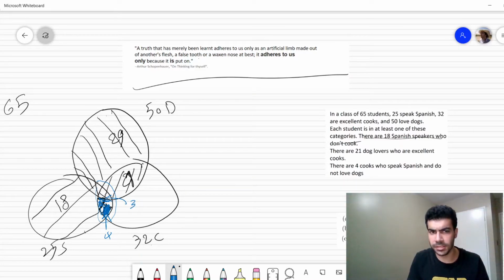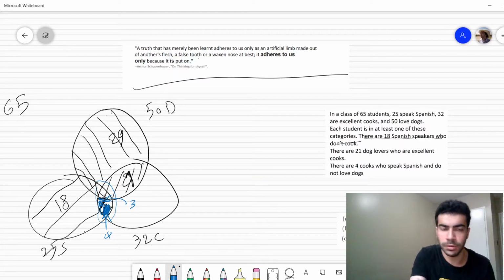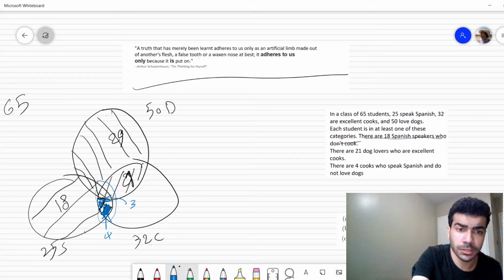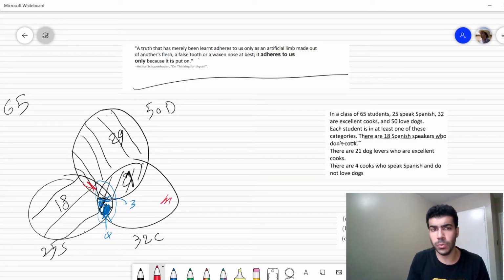Because the whole area is 7. From the last line, we know that 4 of them are in this area. Then logically, the rest are 3. We still have 2 areas actually, which is this area and this area. If we can know these 2 areas, so basically we have everything.